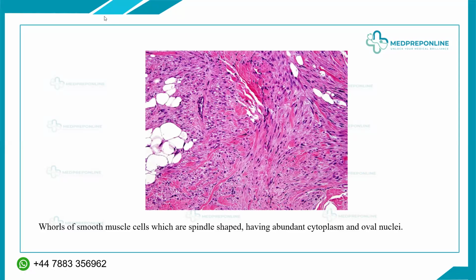Let's continue. Now, this is very similar to leiomyoma. You have whorls of smooth muscle cells, right? These are spindle shaped. Again, they have abundant cytoplasm and oval nuclei. But you can see that there's loss of some architectural pattern. The whorls are not that distinct, right? The shape of the smooth muscle cells is also irregular. And they have more cytoplasm, and the shape of the nuclei is also changed, right? So this has progressed to leiomyosarcoma.